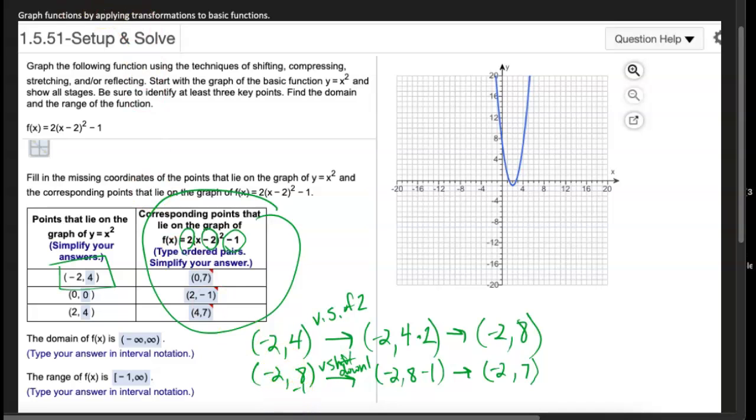And then the last thing that we want to do is the horizontal shift on now this point, horizontal shift of right 2. Okay, so to be moved to the right 2 units means that it's going to affect this x coordinate by adding 2. And that point now becomes 0, 7. And at this stage, all of the transformations have occurred, and so that's why you see this as the final answer, the corresponding point that lies on that graph.